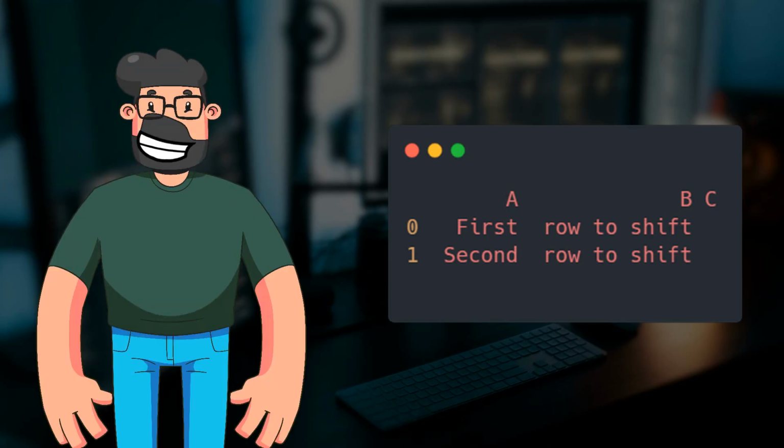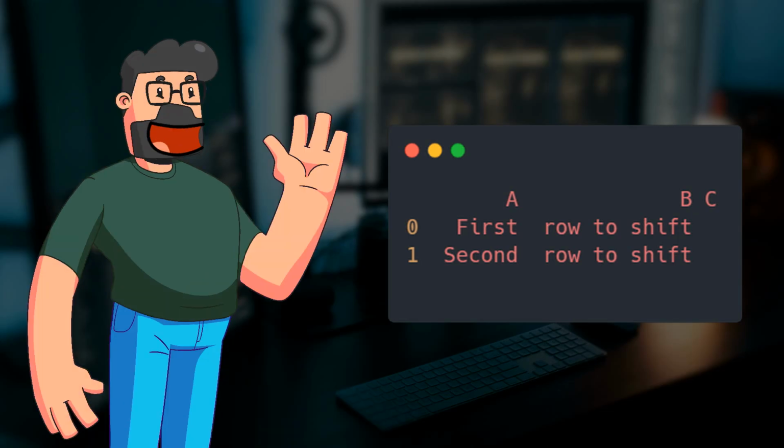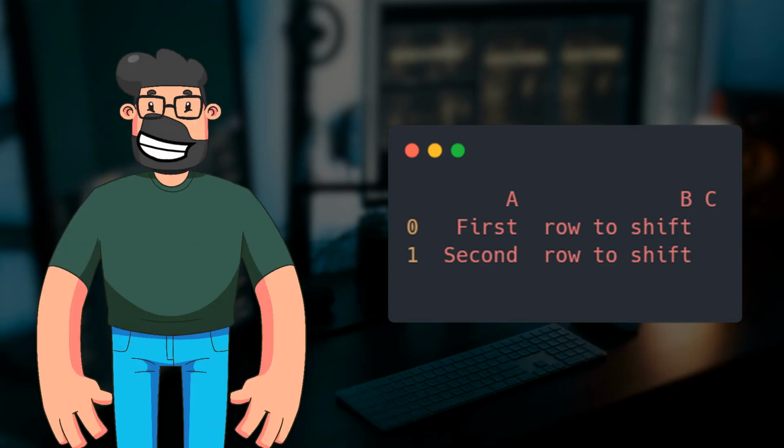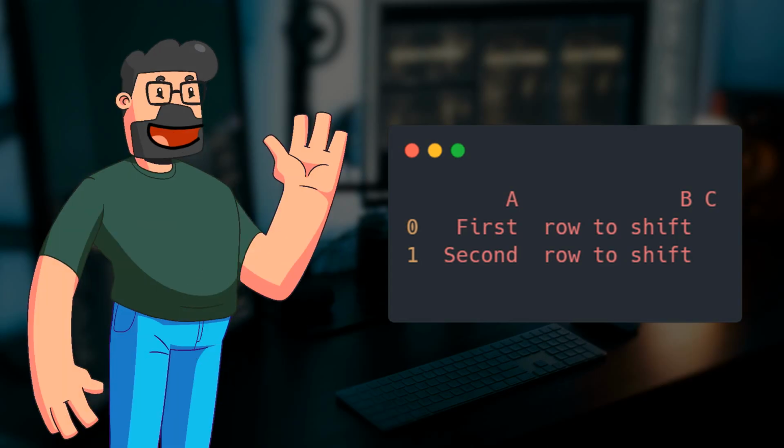The selected columns B and C have been shifted as per our instructions. The unwanted rows have been effectively shifted out, leaving us with a cleaner and more organized data frame. It's like magic, but in the world of data manipulation.